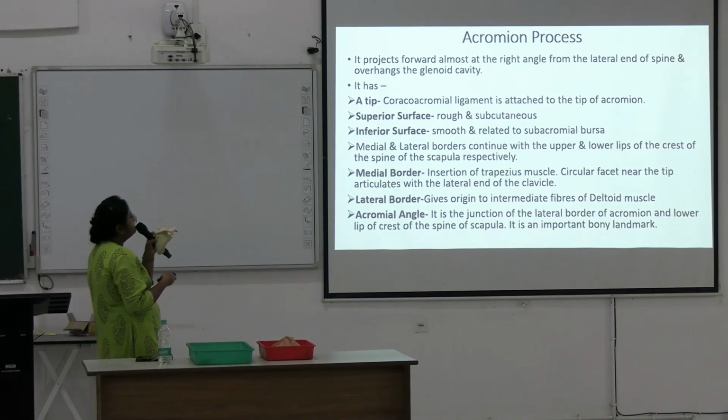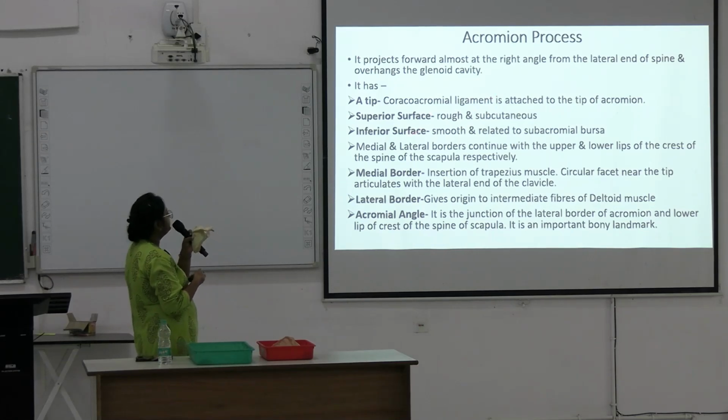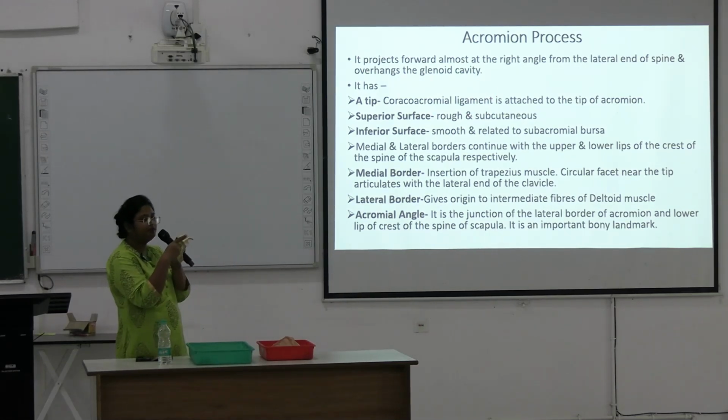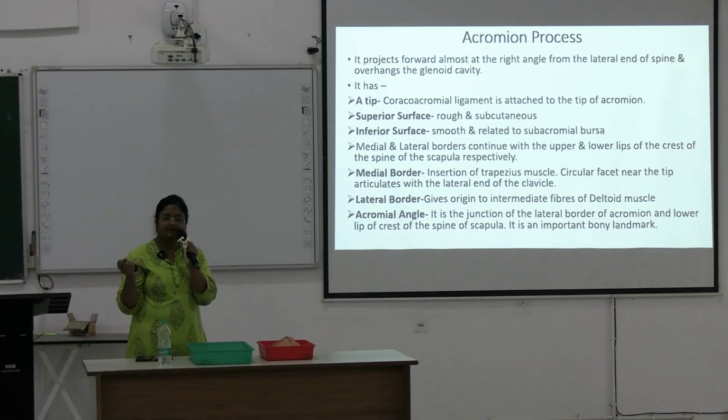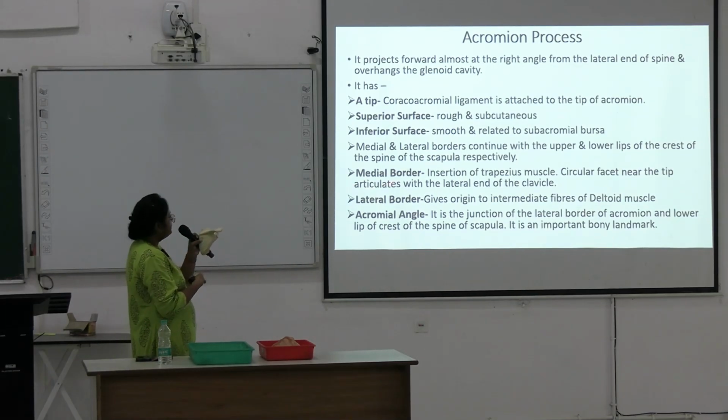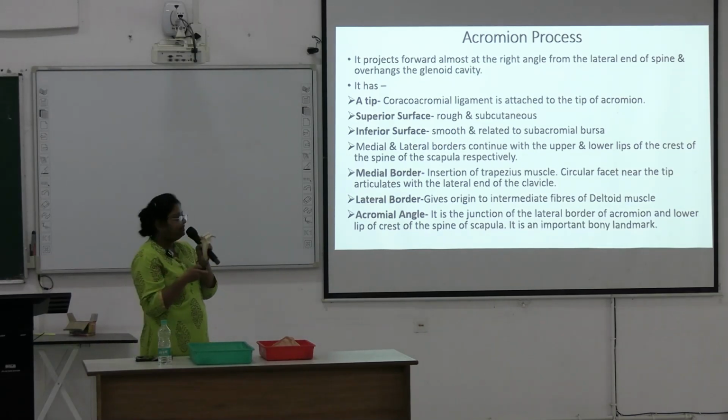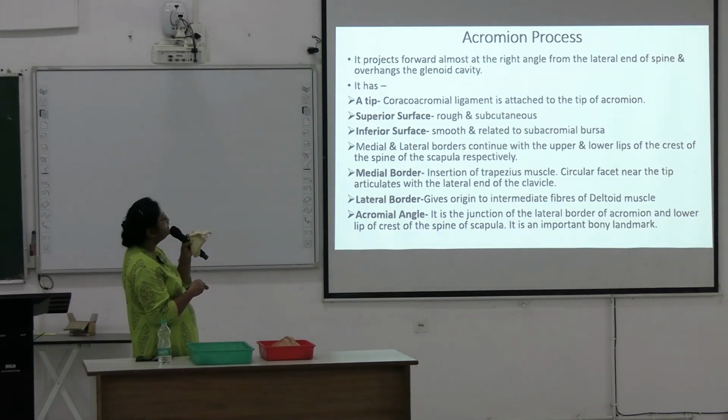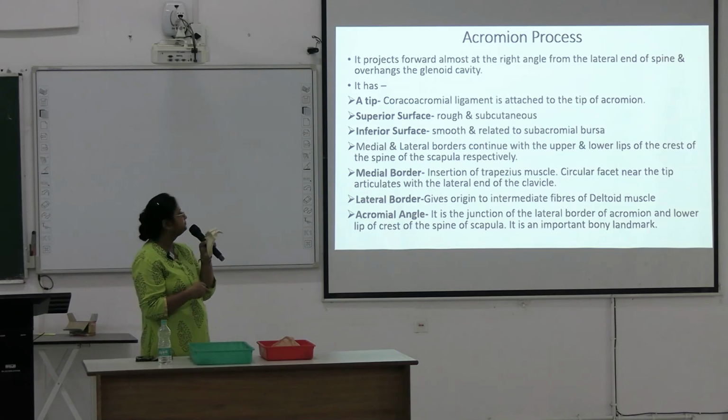So, the tip gives attachment to the coracoacromial ligament. The superior surface is rough and subcutaneous. Here is the superior surface, rough and subcutaneous. Next is the inferior surface. Here is the inferior surface. It is smooth and related to the subacromial bursa.